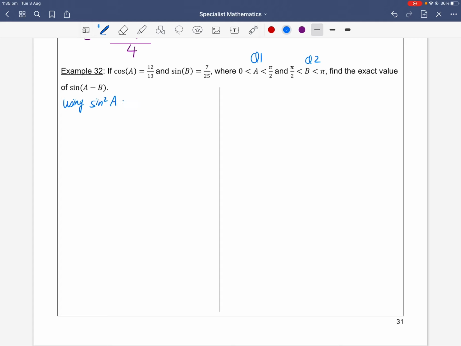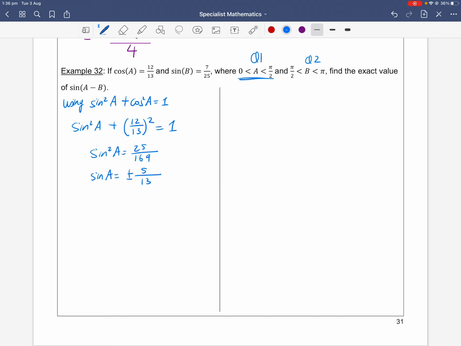So using sine squared A plus cos squared A equals 1, cos of A is 12 on 13, so 12 on 13 all squared plus sine squared A equals 1. Rearranging, sine squared A is 25 over 169 if you subtract the square from 1. And then the opposite of squaring is square rooting, so therefore sine of A is plus or minus the square root of 25, which is 5, over the square root of 169, which is 13.